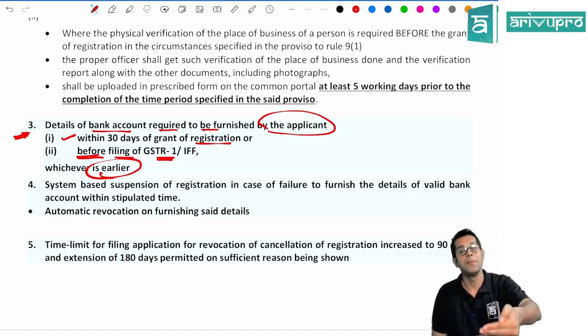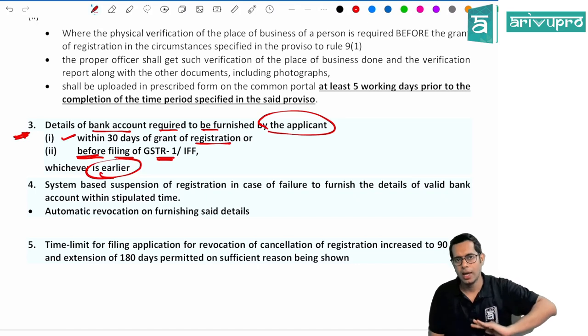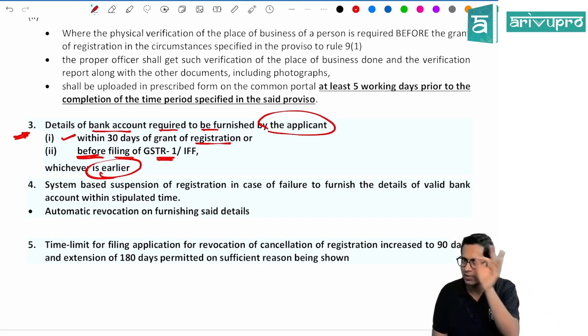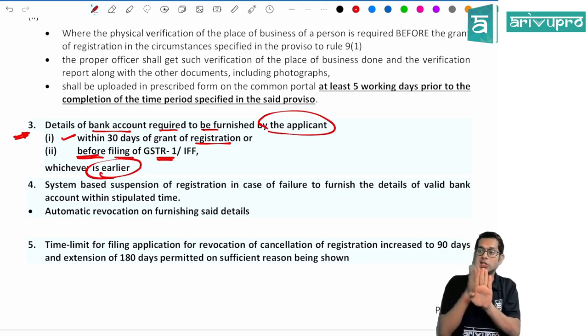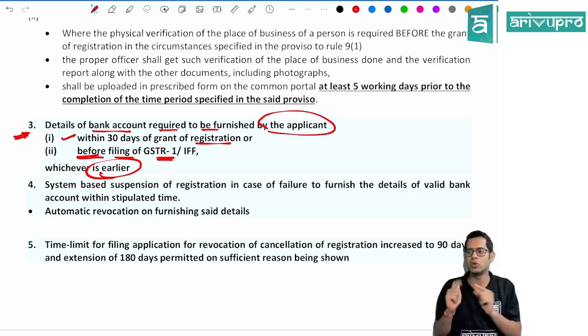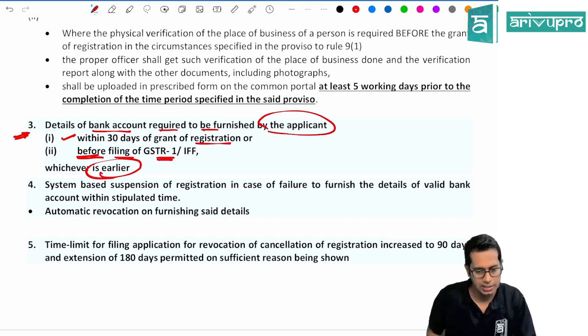Earlier, I should upload the bank account details before making an application itself. But now they have changed the law. They have told you, take the registration. I will give the registration to you even if you don't give the bank account details. But once you get the registration, within 30 days or within the time of filing your GST return, whichever is earlier, you should give me your bank account details.